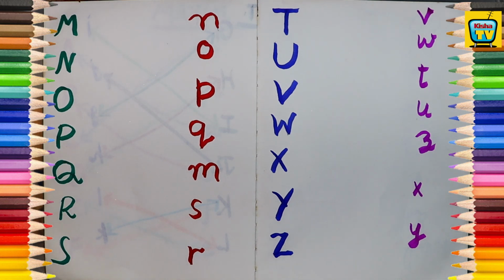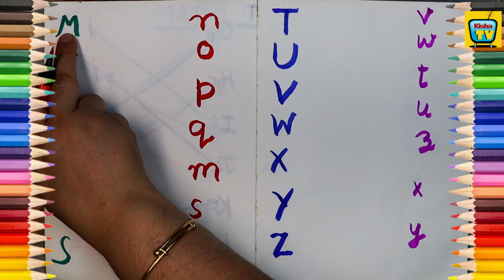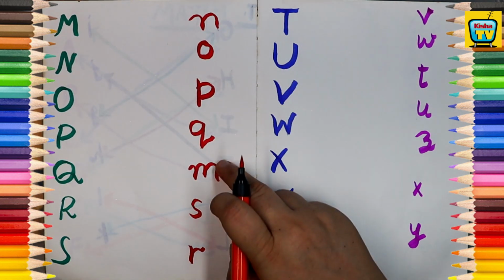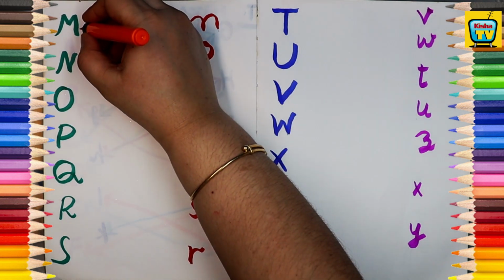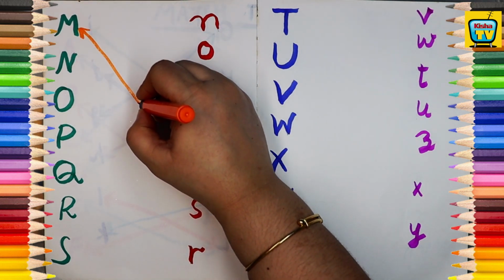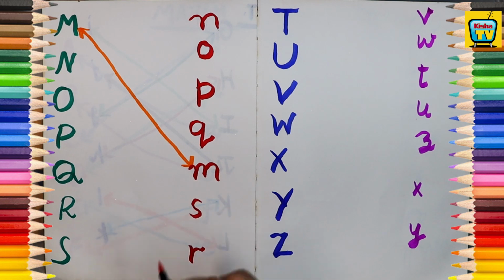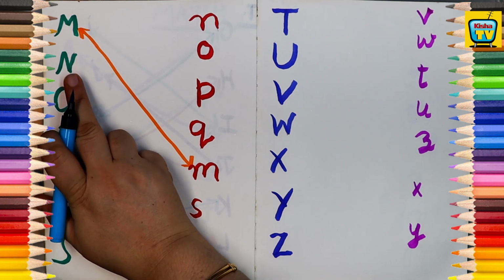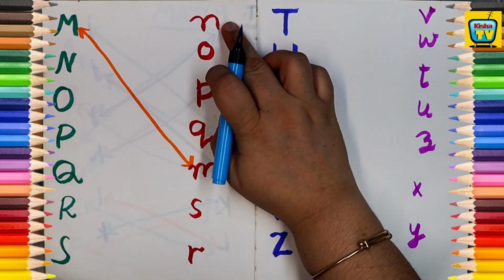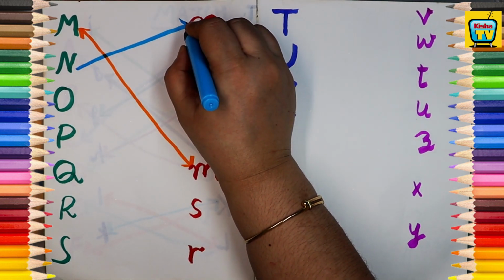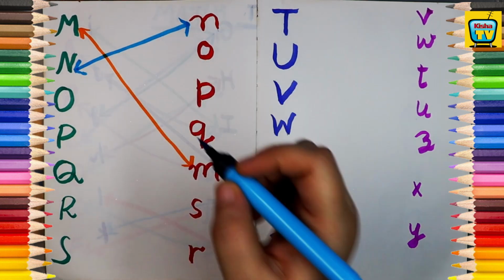So now we will start match it. This is big letter of M. M for mango. So where is small M? Yes, this one. Big one to small one. We will match M. M for mango. N. Big letter of N. Small letter of N. So match big to small. N for nose.